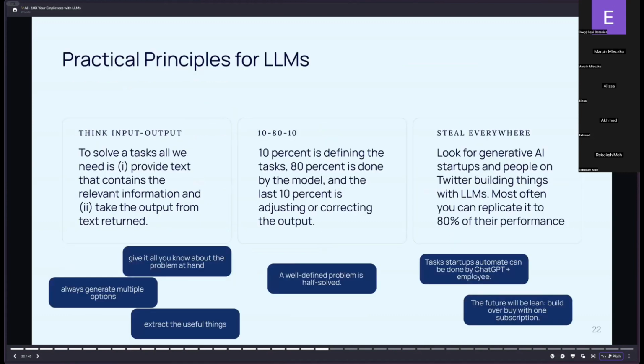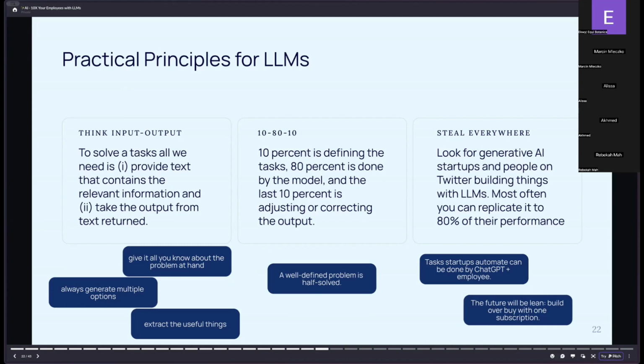And for the principles for working with LLMs, which you can teach your employees: it's basically think input, output. All you need nowadays to solve most tasks is to provide text that contains the relevant information, some guidance on how to solve it, and a little bit of context, like what you want as the output. And the second part is to take the output from the returned text. It's often wrapped in additional text, but you just have to extract it.